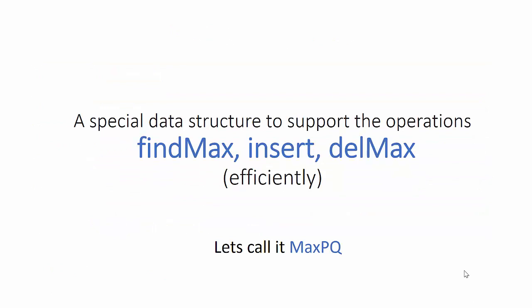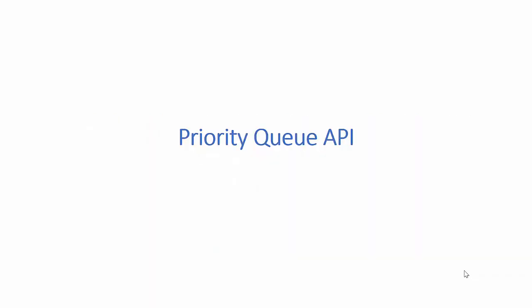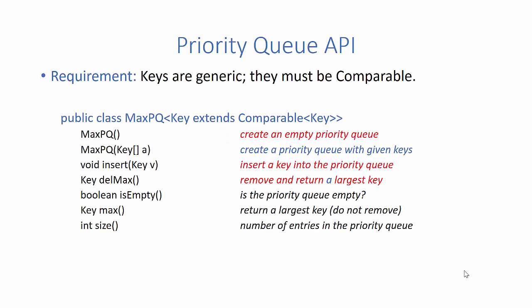So what we need is a special data structure to support these operations. Let's call it a max PQ. We'll support these find max, insert, and delete max operations very efficiently. So we'll define a priority queue API, some kind of interface. Essentially, we're going to assume that it has a priority, so it must be some comparable keys that we're going to put into this priority queue. And they must be comparable.